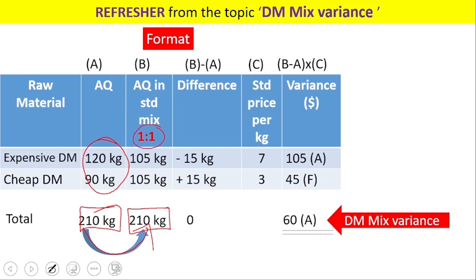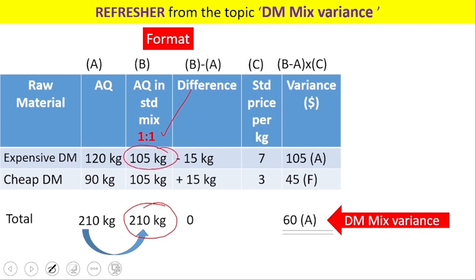In the question, the standard mix of the raw materials will be given. So say it is 1:1. So you have to divide this 210 kg in the ratio 1:1. That is why we have taken 105 kg for expensive raw material and 105 for the cheaper raw material. Please note that this actual quantity and the standard mix will be given in the question.